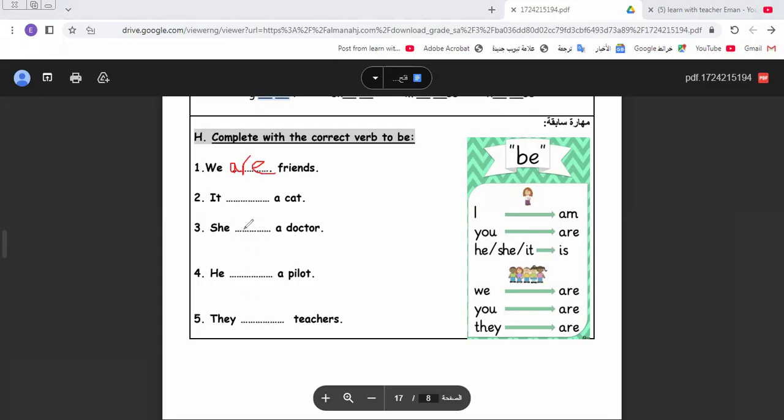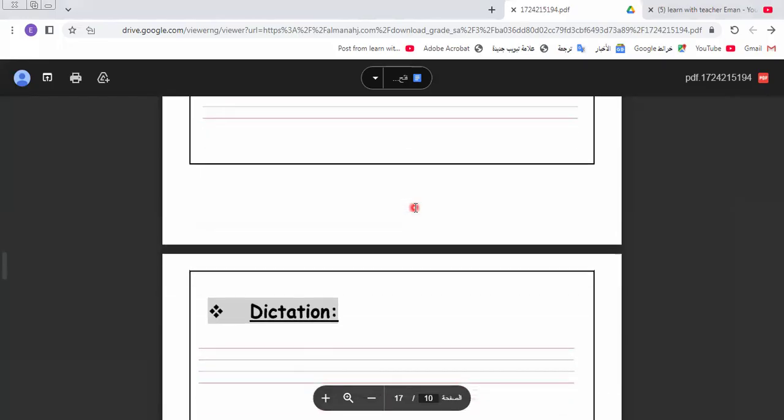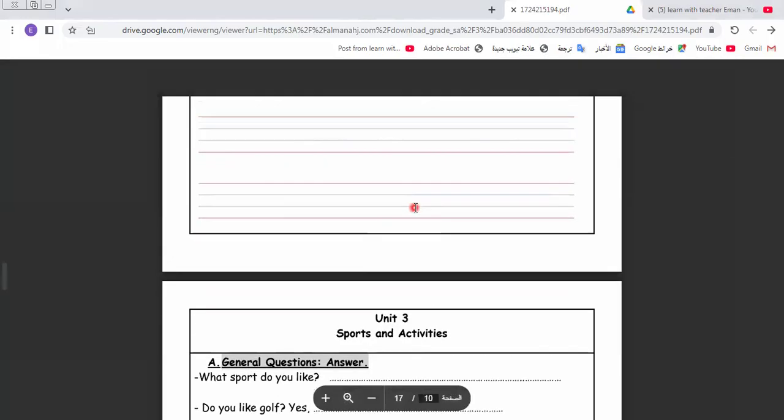Here it will be it is a cat. She is. Why she is? Because this is singular and this is singular and this is plural. So the plural pronoun takes what? Takes are. Okay. Let's go to another item here. There is handwriting. The baby seal is cute. Okay. This is the dictation.